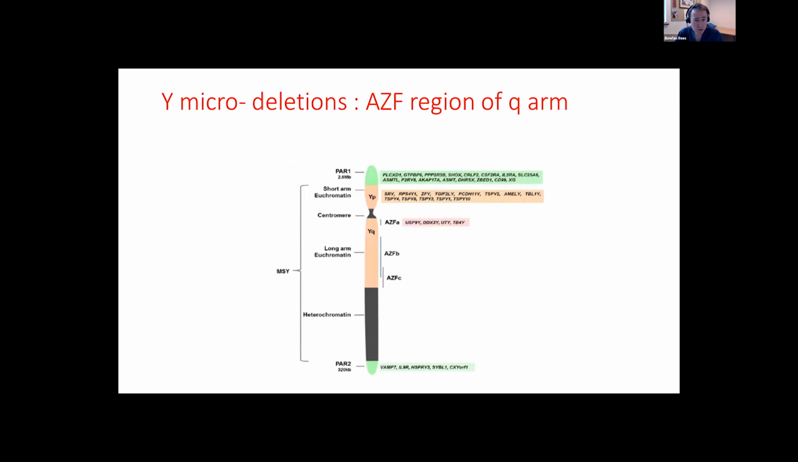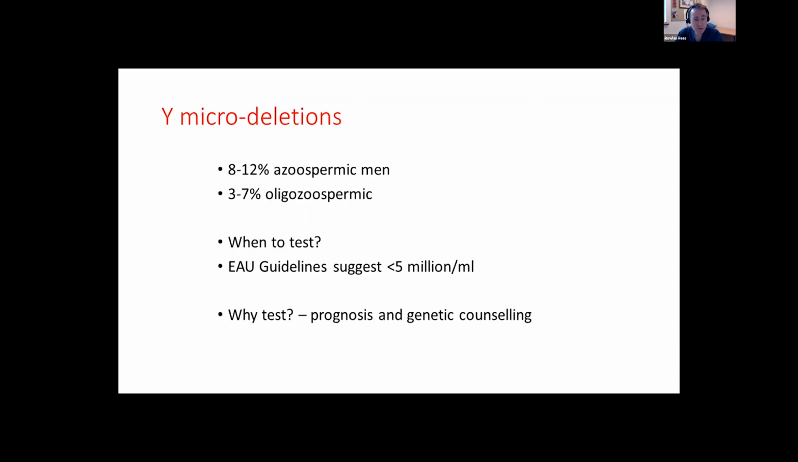Next one, Y microdeletion. There is a zone on the Y chromosome, the so-called AZF region of the Q arm, azoospermia factor, divided into A, B, and C. Abnormalities or deletions of the AZF region can be found in up to 12% of men. As I said earlier, the EAU guidelines suggest that anybody with a count of less than 5 million undergoes this test. The question is, why do we bother testing for this? There's nothing we can do about it, but it does, as our next slide will tell you, affect the prognosis or the likelihood of success from surgical sperm retrieval, and it also allows us to perform genetic counseling.